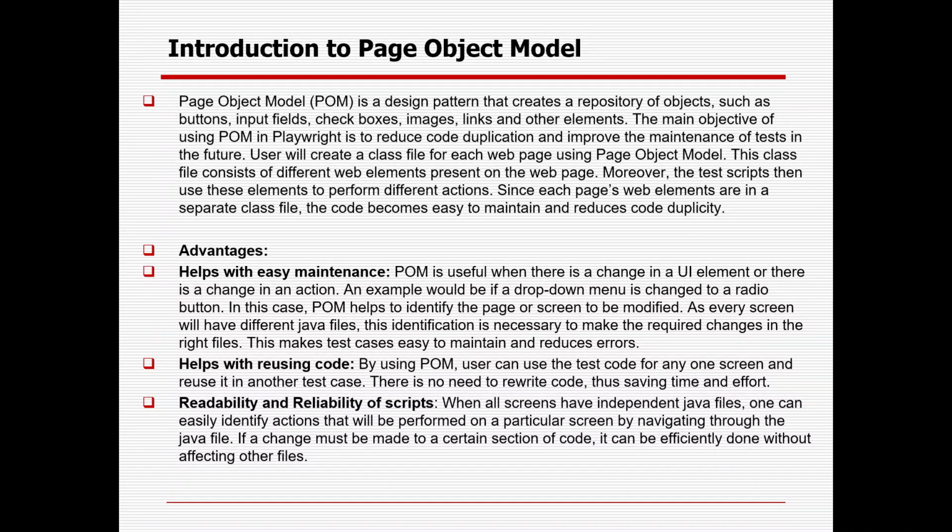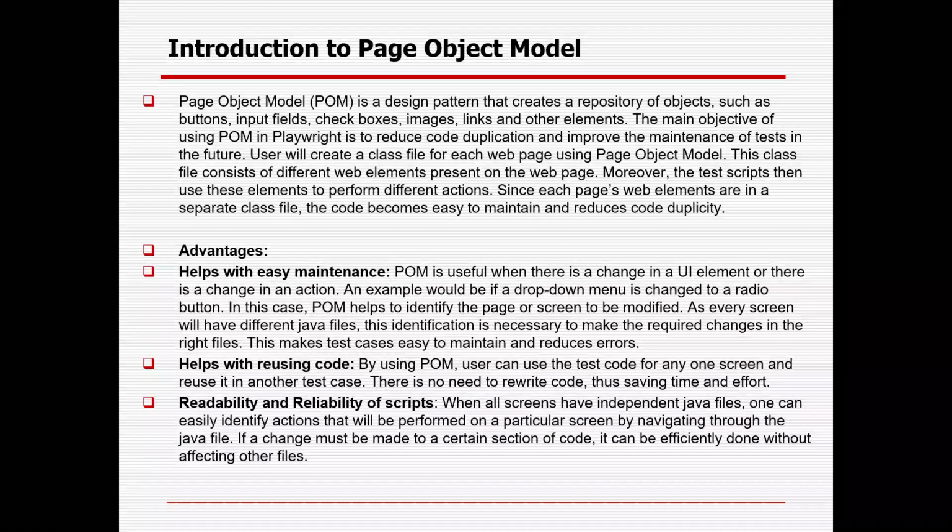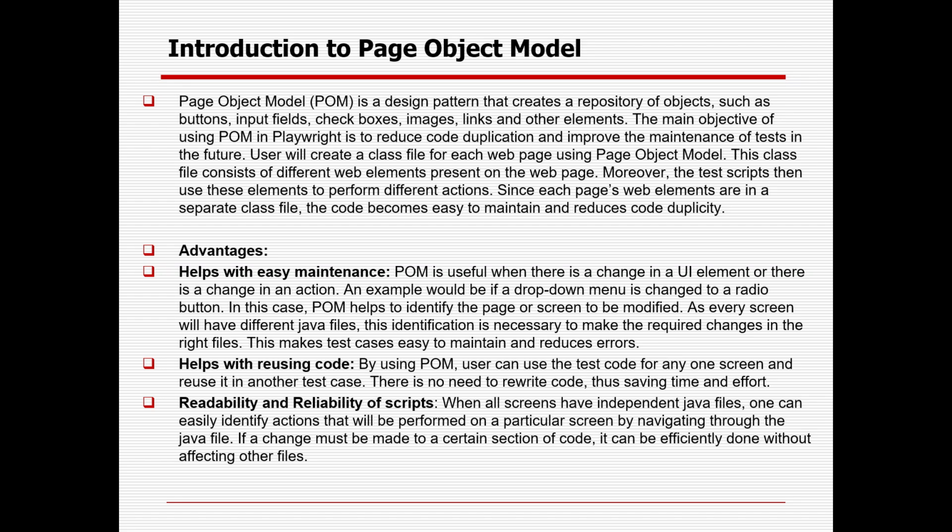What are the primary advantages the page object model design pattern has? It helps with easy maintenance. POM is useful when there is a change in a UI element or a change in any action. An example would be if a drop down menu is changed to a radio button. In this case, the page object model helps to identify the page or screen to be modified. As every screen will have different Java files, this identification is necessary to make the required changes in the right file. This makes test cases easy to maintain and reduces errors.